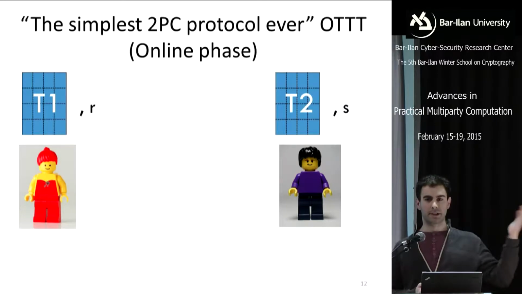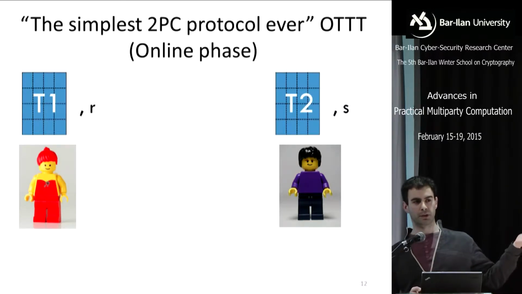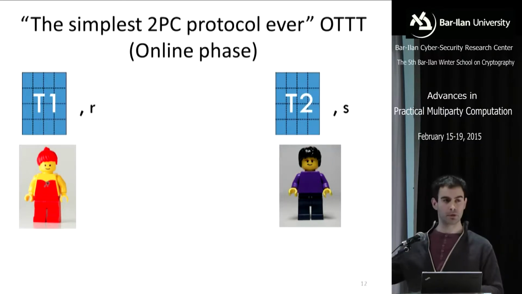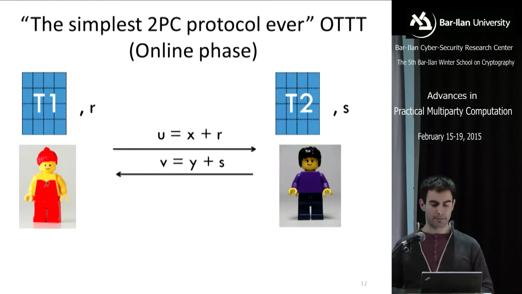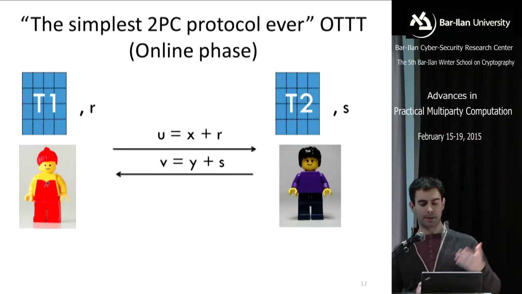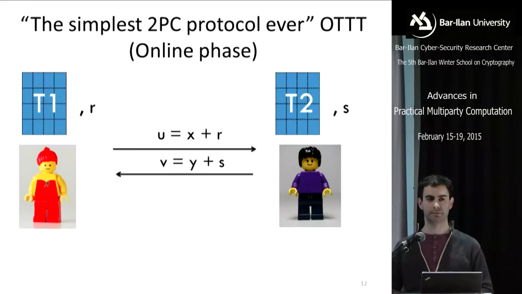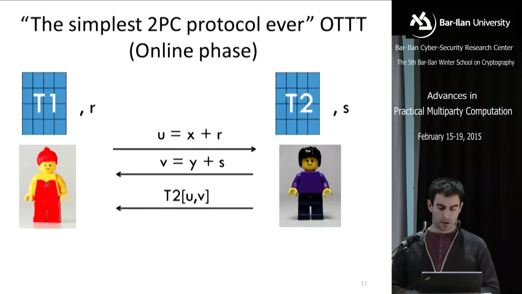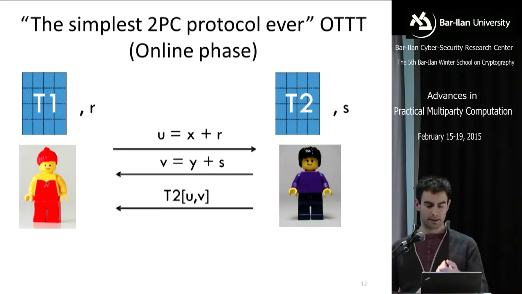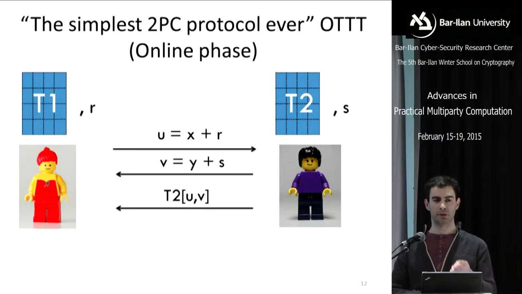So now the trusted dealer gives T1 to Alice, together with the shift of the rows R, and T2 to Bob, together with the shift for the columns S. Now Alice and Bob finally get their inputs, X and Y, and they do the only thing they can do. They exchange one-time pad encryptions of their inputs. So Alice sends X plus R to Bob. We call this U. And Bob sends Y plus S to Alice. We call this V. Right? Bob also sends the entry of his matrix in position UV.